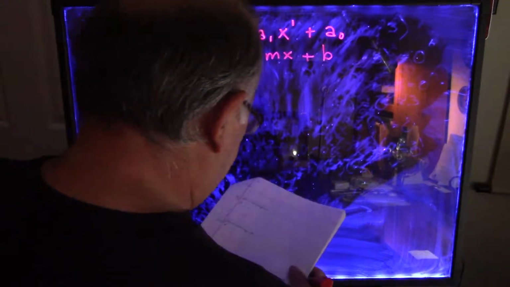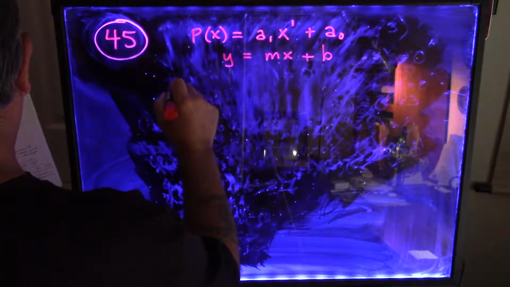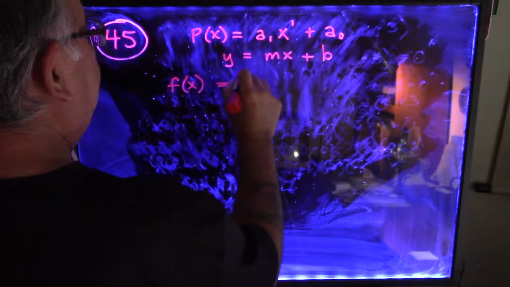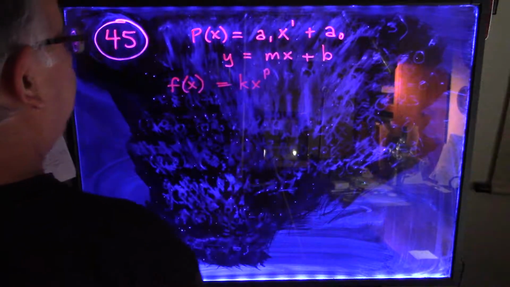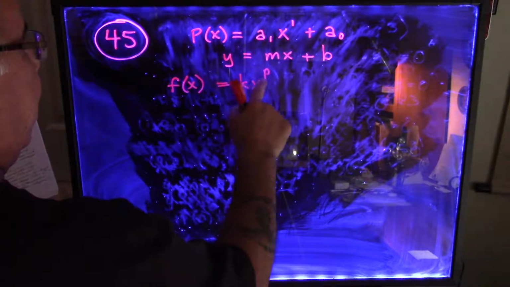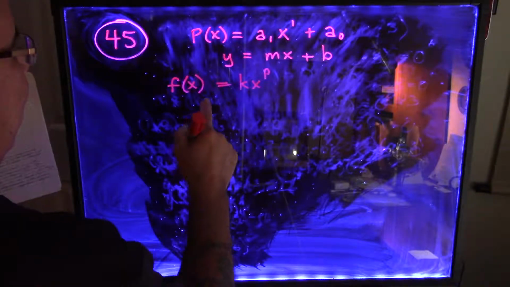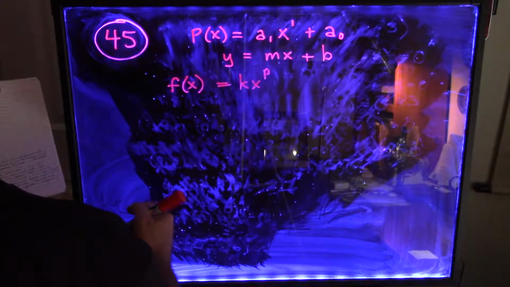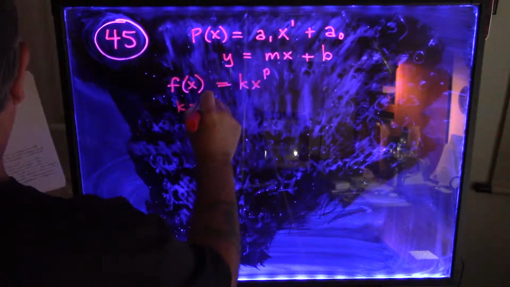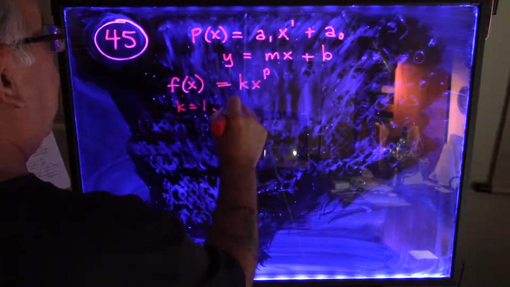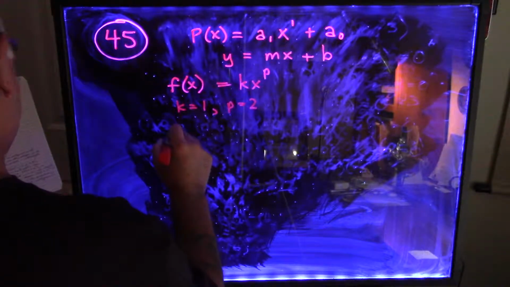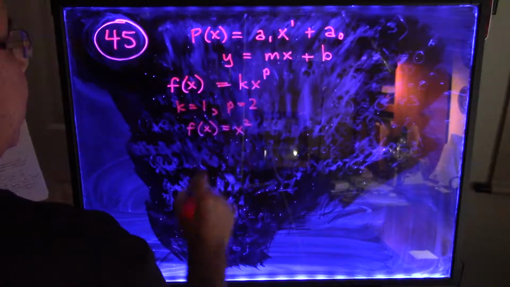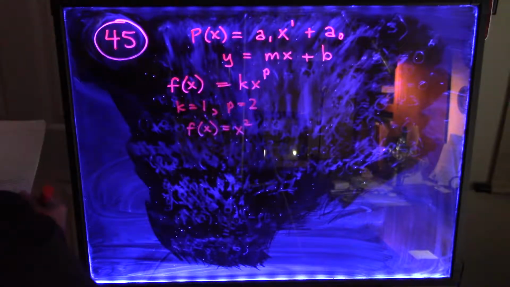Okay. Now there are some power functions, f of x equals kx to the p, where k and p are real numbers, which are also polynomial functions. All right, but not all of them are like that. So, for example, if we have k equal to 1 and p equal to 2, what we have then is f of x equals x squared. That is a polynomial function.